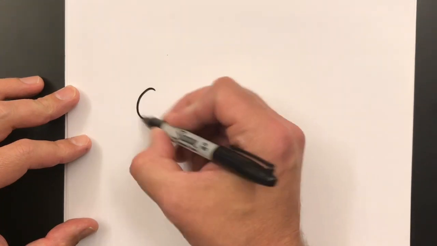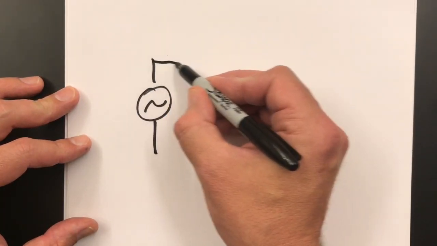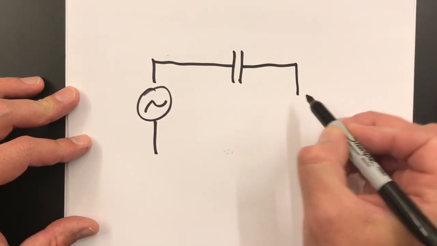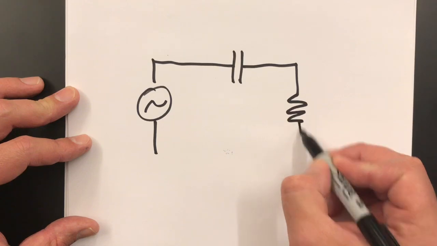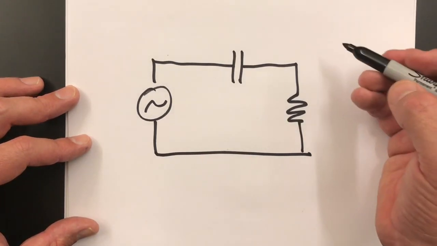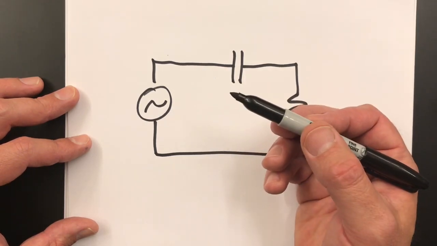So we're going to take a look at an RC circuit, and to start with, I've got a function generator that I'm going to wire up connected across a capacitor and then a resistor. So this is our basic circuit, and the function generator here can output a sine wave at varying frequencies.